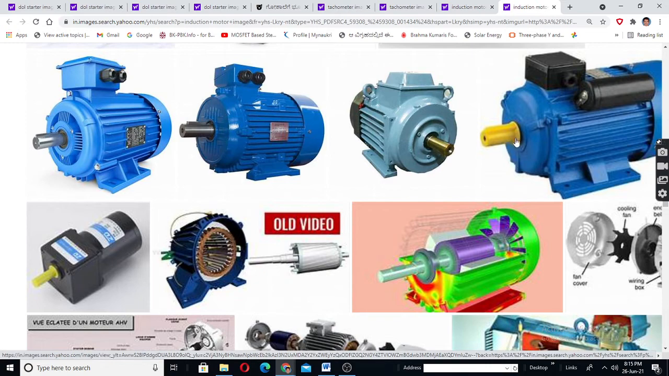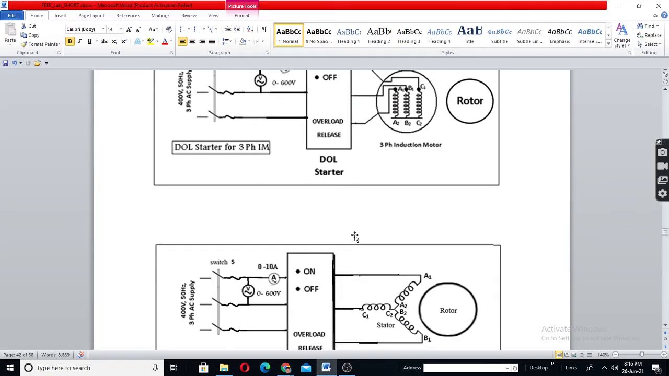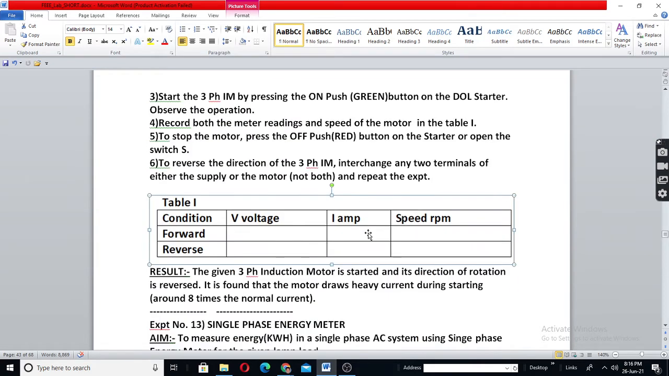When the motor shaft rotates, this will show a reading on the display. If it is digital, you will get a digital display. If it is analog, you will get an analog value, a needle. In our lab, we have digital. So you will get the reading. Note that value here in the third column, the last column: first, second, third.